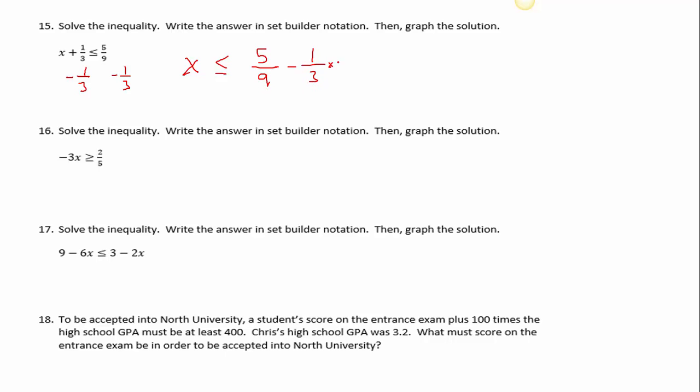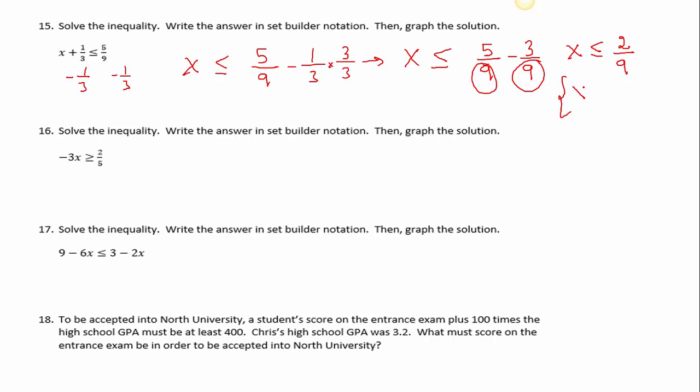So let's multiply here by 3/3 to change the denominator to 9. So now we have both denominators 9. So x would be less than or equal to 5/9 minus 3/9. And therefore x would be less than or equal to 2/9. Now that we have the same denominator, we just subtract the numerators. Then graph the solution and write this in set builder notation.